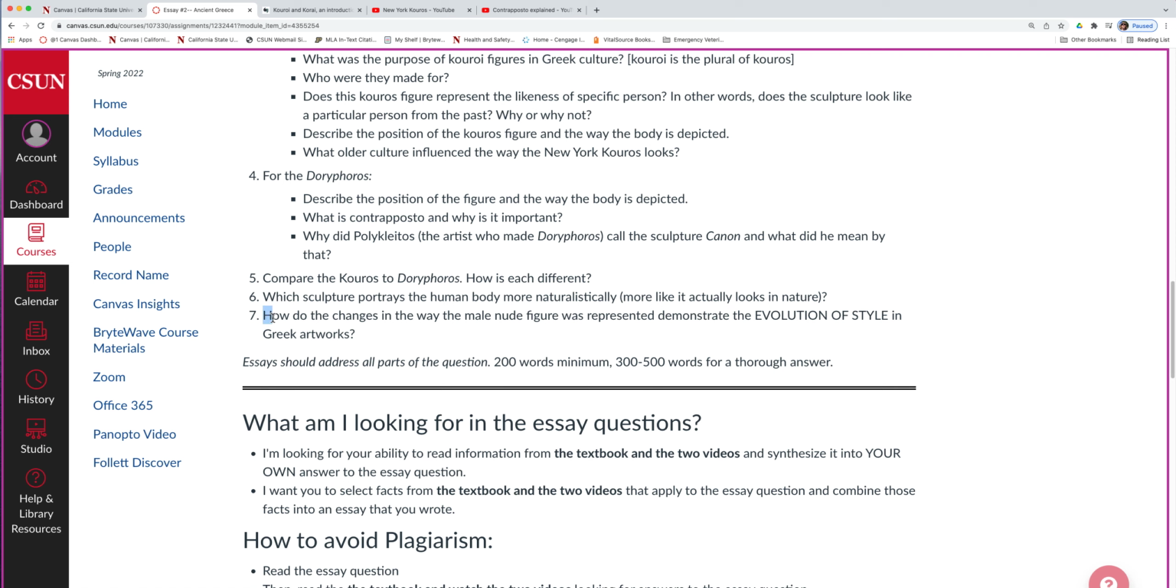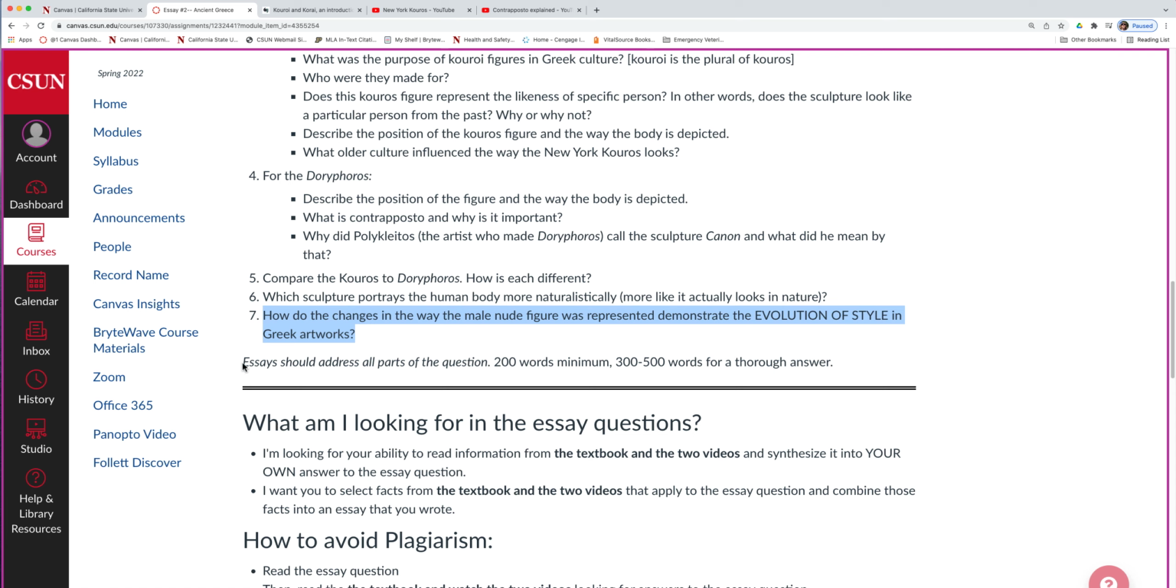And how do the changes in the way the male nude figure was represented demonstrate the evolution of style in Greek artworks? In other words, how, from older to newer, did the Greeks change the way they depicted the male nude figure? Standing male nude figure. Sorry, you guys, just stick with the standing male nude figure.